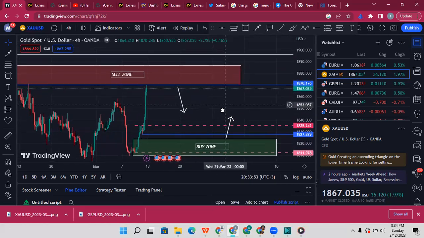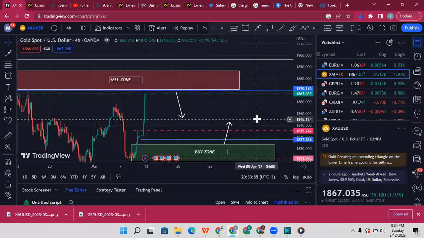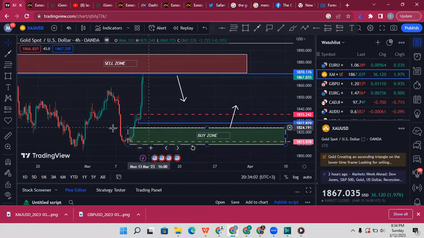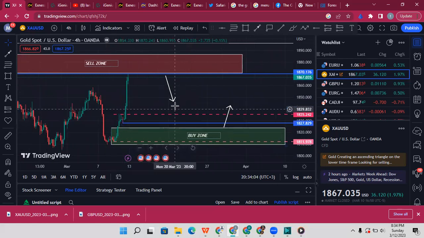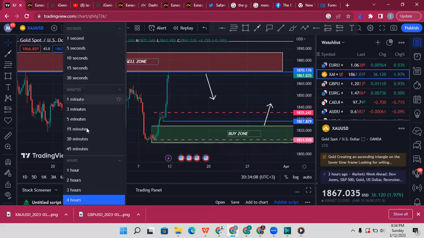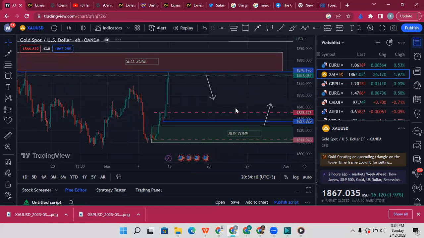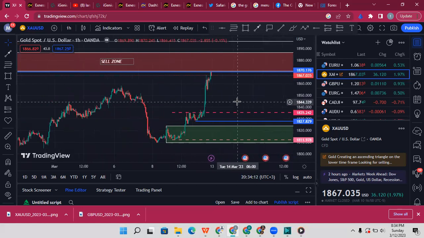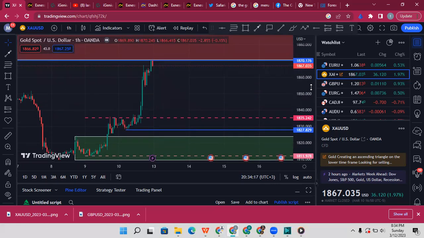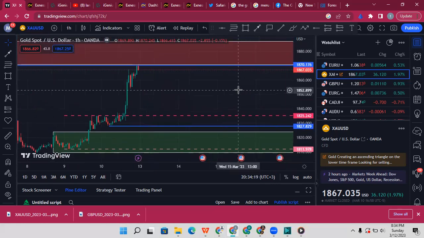This is where price closed, this was the lowest level on Friday. You can see it actually didn't touch the supply zone completely, but let's get into the 1 hour time frame.